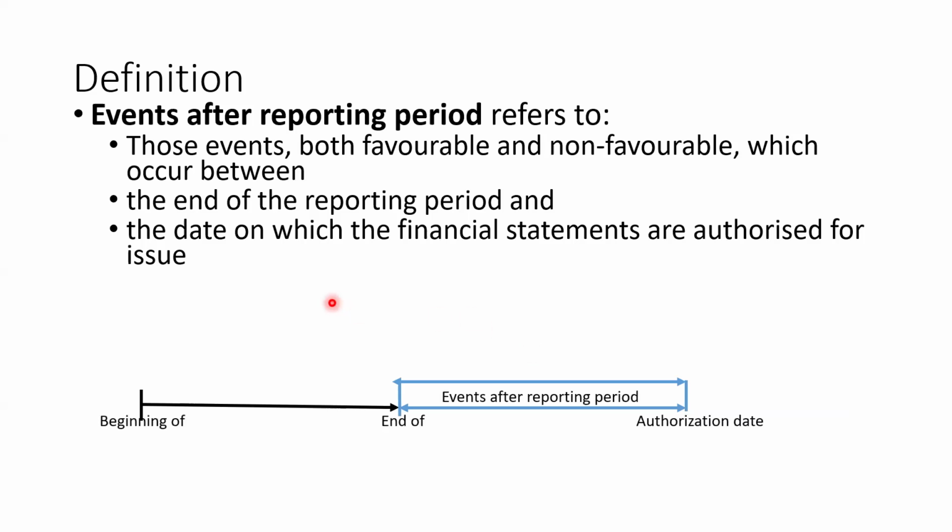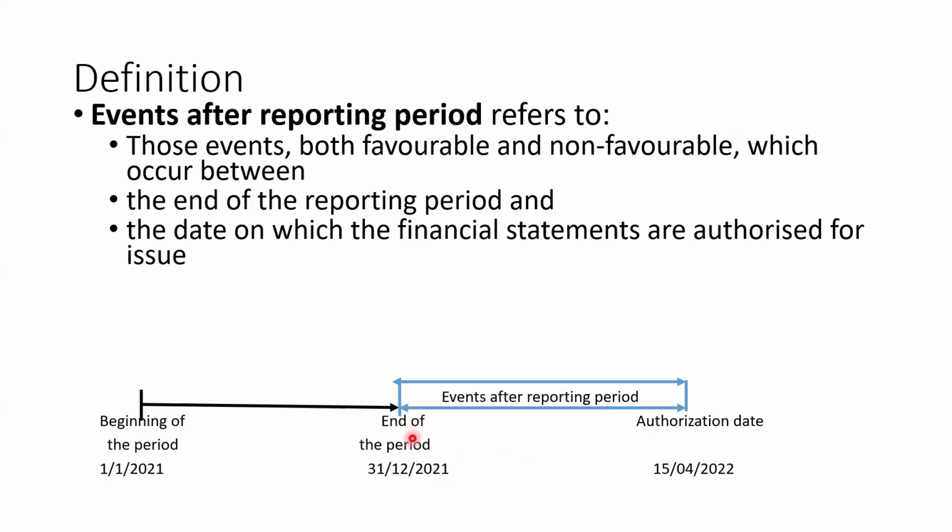So I'm going to use this to demonstrate it to you. This is the beginning of the accounting period, and this is the end of the accounting period. And this is the authorization date. So the beginning of the accounting period, let's say 1st January 2021, and the end of the accounting period will be 31st December 2021. That is the accounting period. And note that after the reporting date, it takes some time before the financial statements are prepared and authorized for issue. If you didn't know, I'm telling you today.